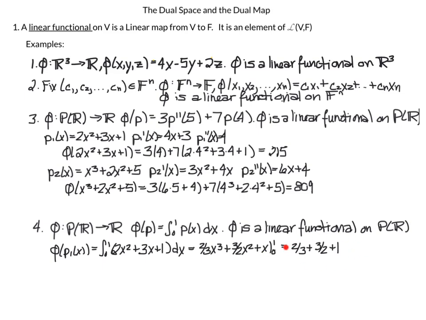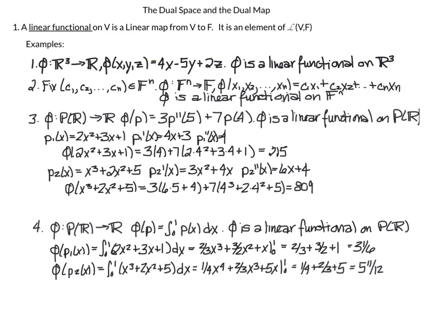So this is our final answer, but I didn't bother to add the fractions. But you can definitely see it's a real number. Now, if we take p2 from over here and plug it into this new phi, we get the integral from 0 to 1 of x cubed plus 2x squared plus 5. And when we do our integral, evaluate between 0 and 1, we get the real number 5 and 11/12.